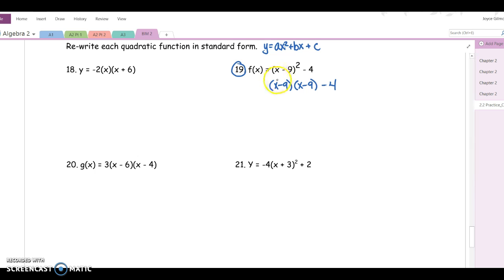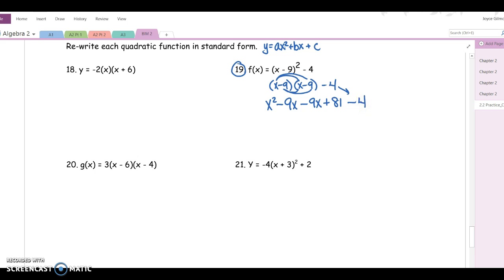So FOIL, first, outer, that would be x times x and x times negative 9. That would be x squared minus 9x. The F and O of FOIL are basically just distributing that x. The I and the L are distributing the negative 9. So negative 9 times x, negative 9 times negative 9. And then don't forget the minus 4 at the end.